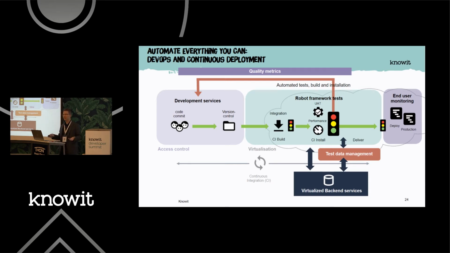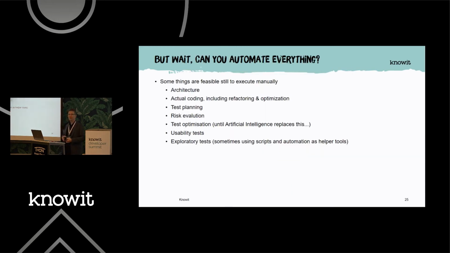Well, automate everything you can is a slogan, one of the slogans in DevOps. So definitely yes, but there's also other things that you can't automate. And even though you have a fully automated pipeline of work, there's still manual moments every now and then. You need to design architecture. That is a manual task. You need to think about the coding. That is a manual task. You need to think about what to test. That is a manual task.